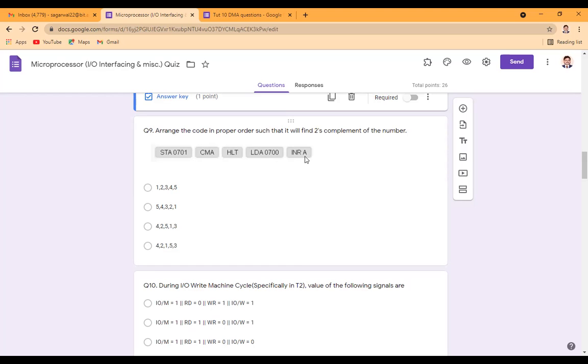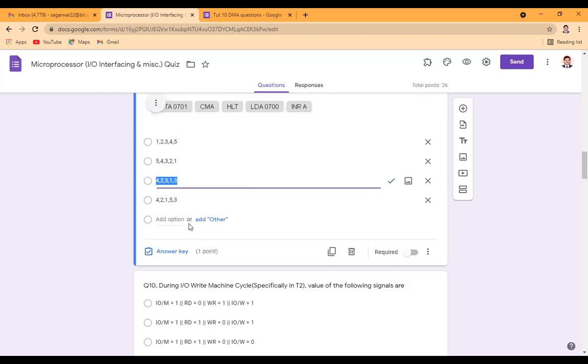After the incrementing, the result will be stored in the form of a 2's complement in the accumulator. We will store that number at a certain memory location, and then it will halt. So the correct sequence will be 4, 2, 5, 1, and 3. So the correct answer is 4, 2, 5, 1, 3.